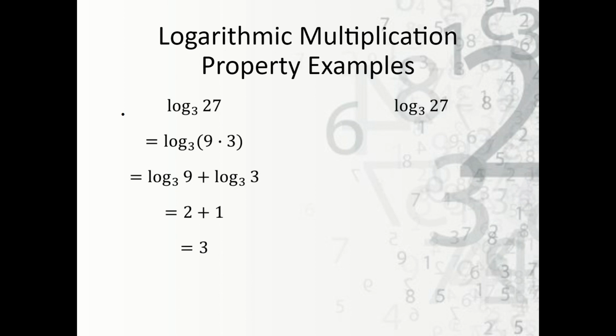Now we can check this by just doing the logarithm. So 3 to the 27th. That means that 3 to the third power is equal to 27, which is the same as what we ended up with here.